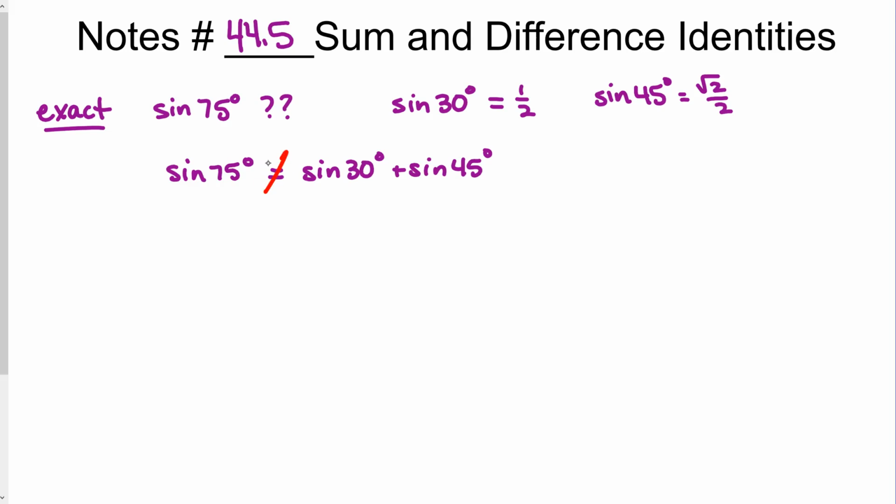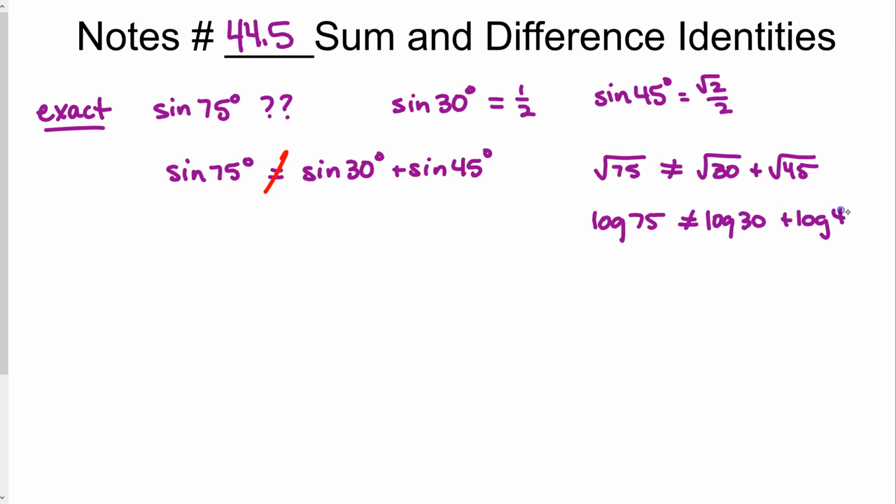So this should remind us of other operations that we can't necessarily distribute. For example, the square root of 75 is not equal to the square root of 30 plus the square root of 45, so you can't just distribute a square root. The log of 75 is not equal to the log of 30 plus the log of 45. So we've seen things like this before where you can't just distribute whatever function you're working with. Okay, so we've talked a lot about what we can't do.